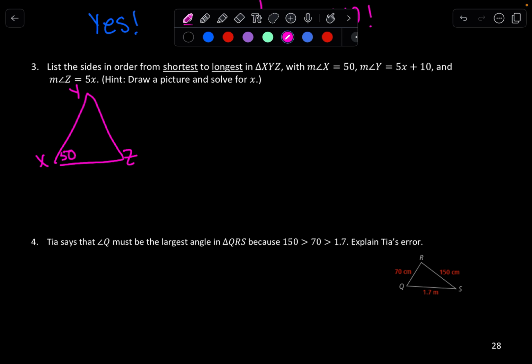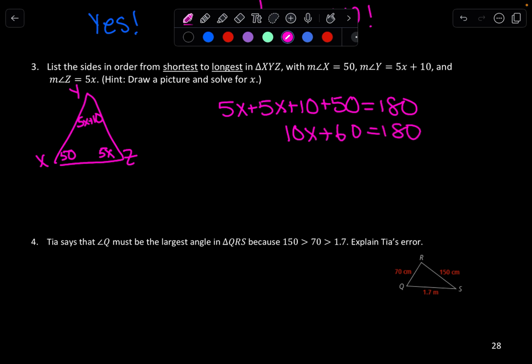If I know this angle is 50, and I know this angle is 5x plus 10, and I know this angle is 5x, then going back to what I know about the sum of all my angles, if I add all three of those together, it has to equal 180 degrees. So if I solve, this ends up being 10x plus 60, so x has to be 12. Angle Y here then has to be 70 degrees when I plug it in, and angle Z has to be 60 degrees.